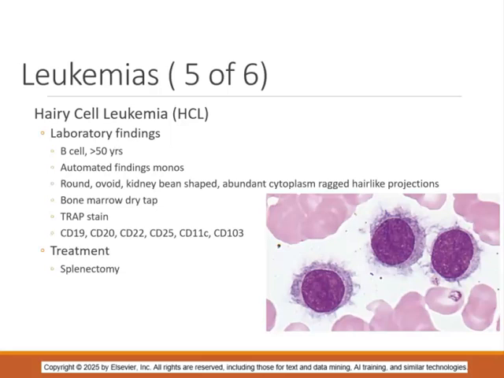If they did do a bone marrow, usually it's called a dry tap. In other words, when they went to pull the aspirate out, there's nothing there. There's so much stuff in the bone marrow, we can't get the liquid out. They do a special stain called the TRAP stain, which is tartrate-resistant acid phosphatase. That is a diagnostic stain that's still used to this day. CD markers we see, it's a normal B cell, like 19, 20, 22, 25. But the 11C, and particularly the 103, is very diagnostic for hairy cell. And the only treatment you can do is to remove the spleen so it doesn't eat all the cells. So we keep the counts where they need to be.